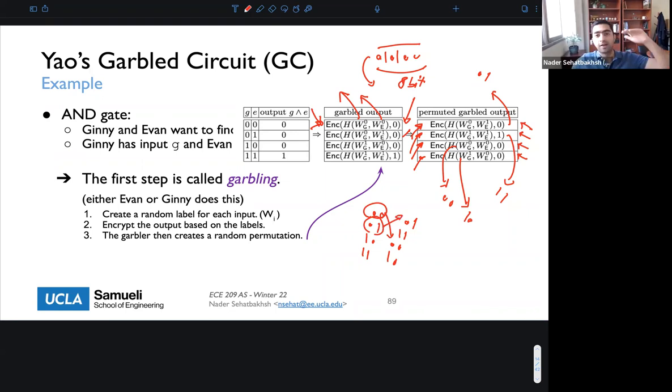The reason for that is that when we send these 4 values to the evaluator, it doesn't show that the first one is actually 0, 0 or the second one is 0, 1. It's completely random. So looking at these boxes, or these encrypted values, they cannot tell which one is which. That's the idea of this random permutation.